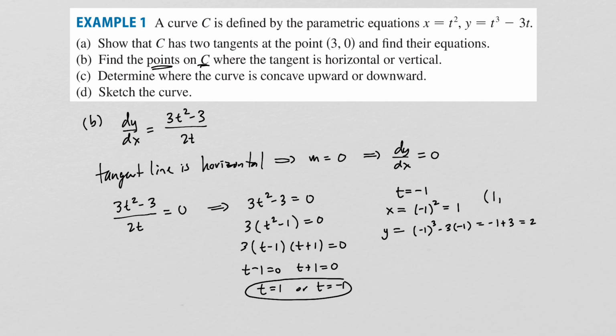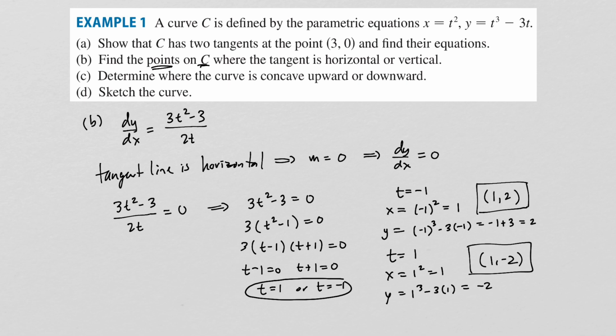So this point is the point (1, 2). And then when t equals positive 1, x will be 1 squared, which is 1, and y will be 1 cubed minus 3 times 1, which is negative 2. And so this is the point (1, -2). So our horizontal tangents occur at these 2 points.